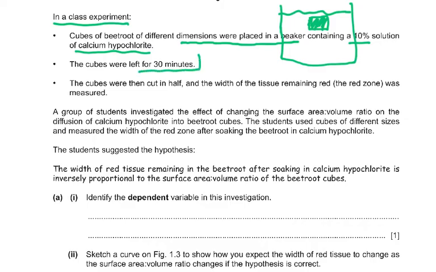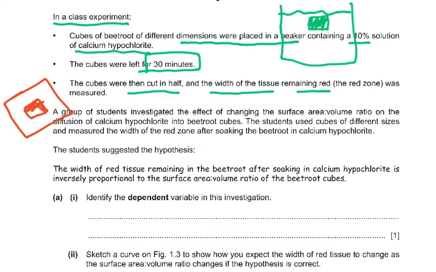The cubes were left for 30 minutes. That's the important thing you remember when you go to read the planning. The cubes were then cut in half, and the width of the tissue remaining red, the red zone, was measured. So in the beginning this whole thing was red, and then after 30 minutes, when we took it out, this part wasn't red. So some part of it had gone away and we had this part left.